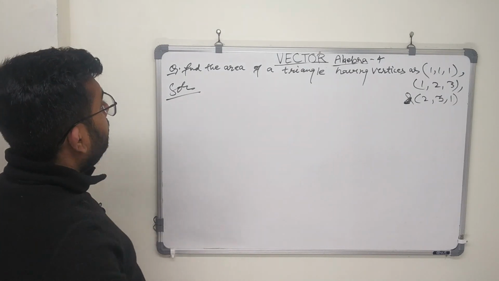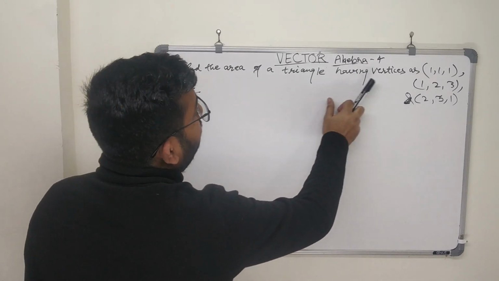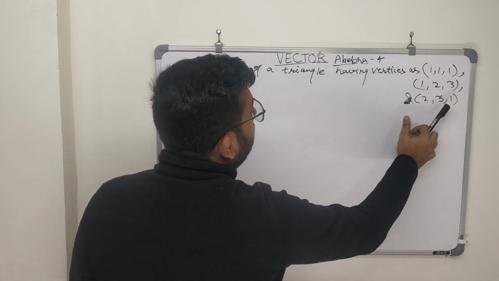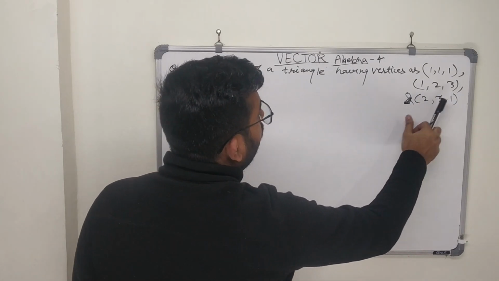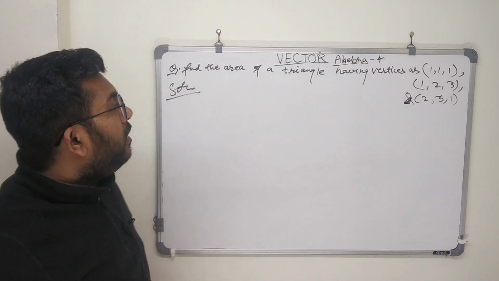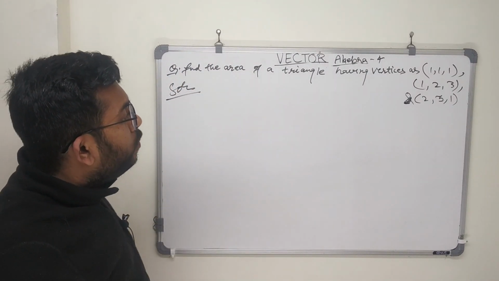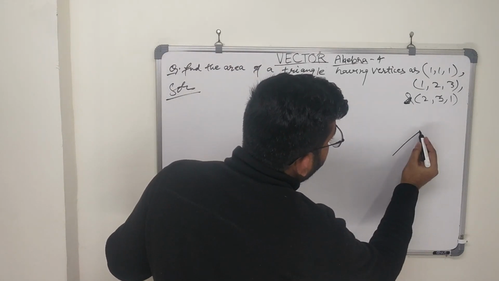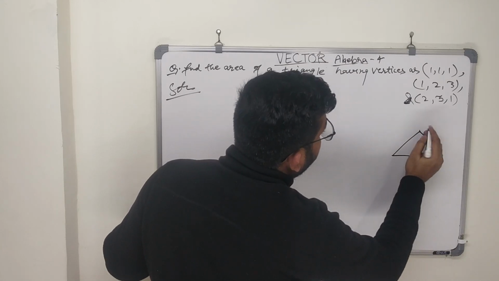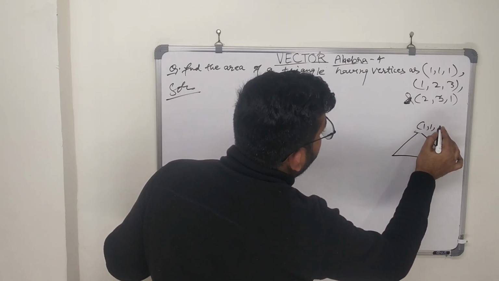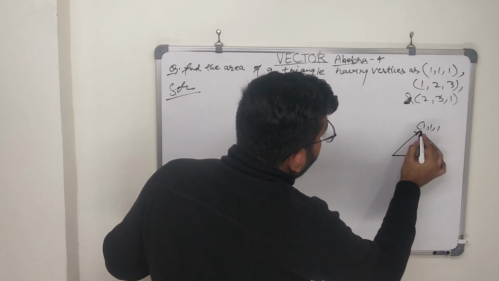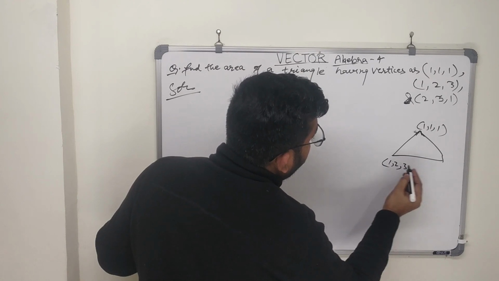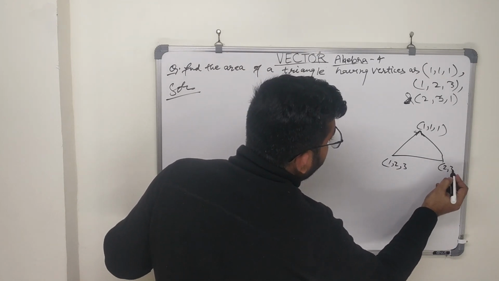Now the next question is, find the area of a triangle having the vertices as 1, 1, 1 and 1, 2, 3 and the third vertex is 2, 3, 1. To find the area of a triangle, we have to take two adjacent sides of the triangle as vectors. Suppose that this is the triangle and these are the vertices: 1, 1, 1, and this is the vertex 1, 2, 3 and this is the vertex 2, 3, 1.